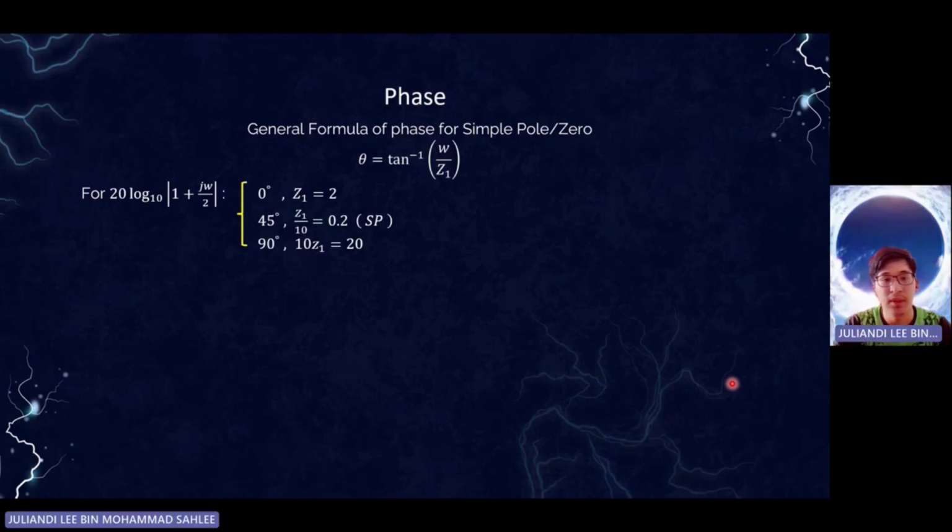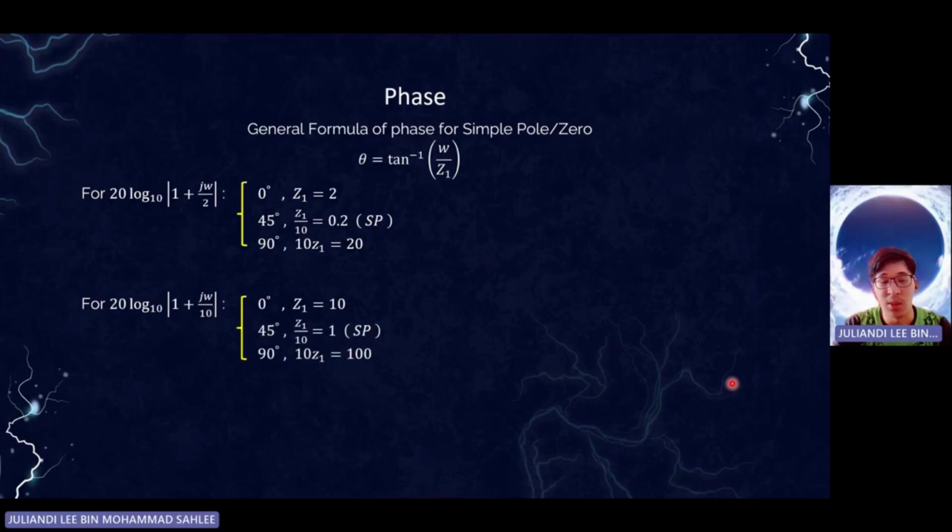As you can see here, for 0 degrees, Z1 is 2; at 45 degrees, Z1 over 10 is equal to 0.2, which is the starting point. And for 90 degrees, it is 10 Z1, which is 20. For 20 log of 1 plus derivative over 10, at 0 degrees Z1 equals 10. 45 degrees is 1, which is the starting point. 90 degrees is 100. For JW, the angle will be a constant of negative 90. From that, we can draw the phase of the transfer function in the Bode plot.